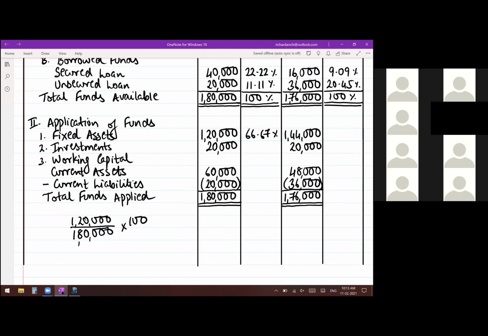Okay. Then the next is investments, which is 20,000. Will you again calculate? Don't do that. Unsecured loan, if you see on top, when you are calculating, it was the same, 20 divided by 1,80,000. And now also you're doing the same thing, 20 divided by 1,80,000. The answer is going to be the same, and that is 11.11%.